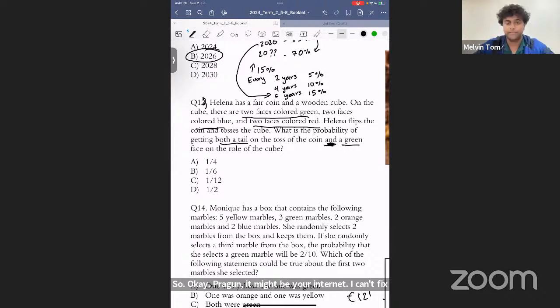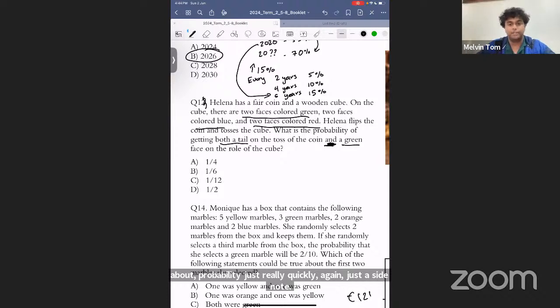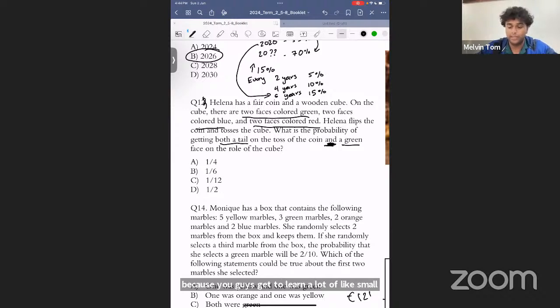If it's lagging there. So what I want to teach you guys about probability just really quickly. Again, just a side note. This is why coming to the Zoom classes is so helpful, because you get to learn a lot of small little things that I pick up over the week of teaching. And only you get it, nobody else gets to learn these things. So a quick tip about probability is imagine your mom is a mathematician and she's actually an evil mathematician.